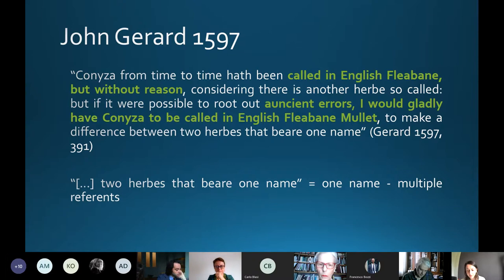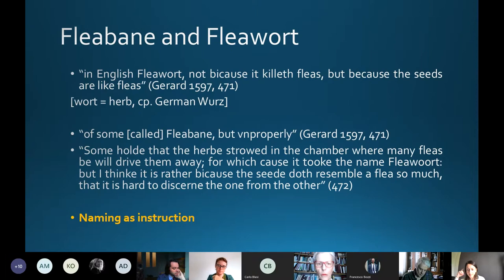Still, Gerard separated two herbs, often confused, according to him, and the other plant, he explained, is named in English fleawort, not because it kills fleas, but because the seeds are like fleas, in proportion, colors, and dimension. Therefore, those who call this plant fleabane are wrong. And he further wrote, "Some hold that the herbs trod in the chamber where many fleas be will drive them away, for which cause it took the name fleawort. But I think this is rather because the seed does resemble a flea so much that it is hard to discern the one from the other."